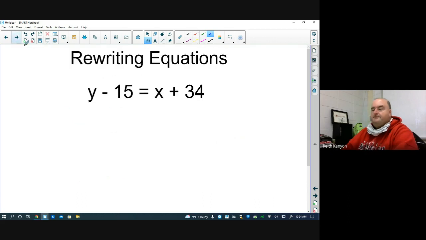Oh, bummer. Okay, so the last problem I want to show you is what we've been working on this week, which is rewriting equations. When we rewrite equations, or I say to students to solve for y, I just need to get y all by itself. So it's got to be y by itself.